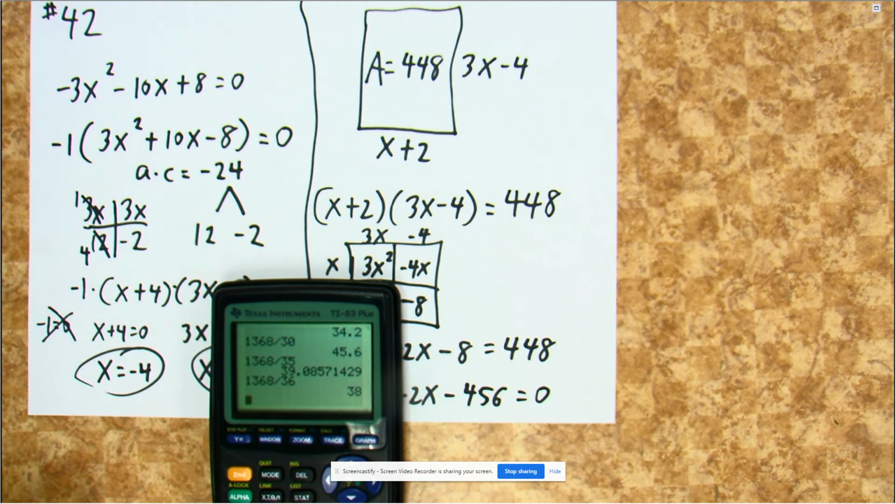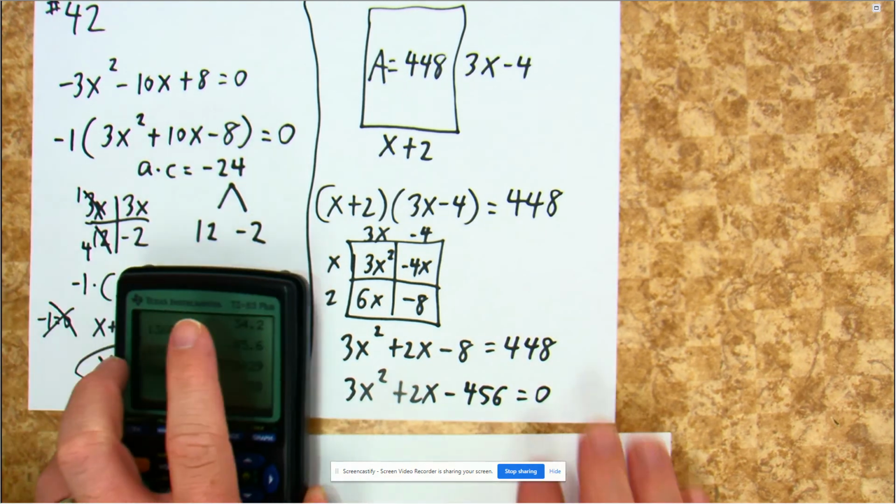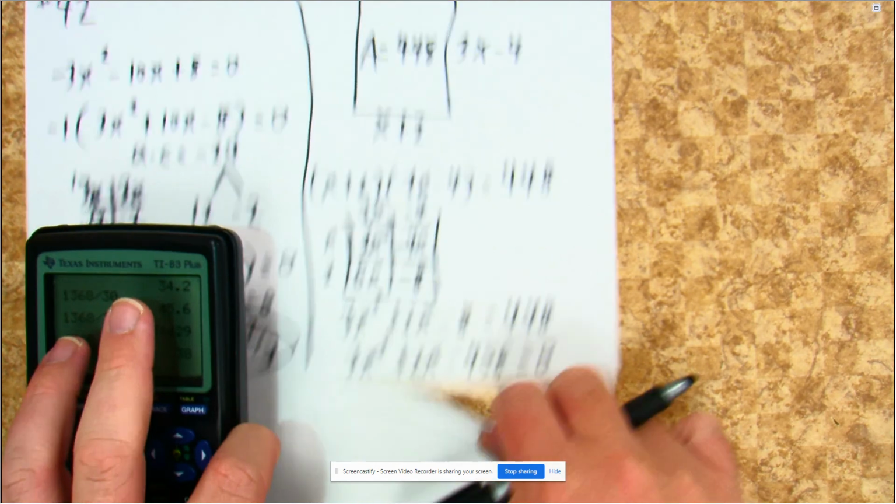2 numbers that multiply to negative 1368. One of them has to be negative. Thus, they have to add up, in this case, to positive 2. So, I'm going to continue this problem right here. Move this up a little bit.